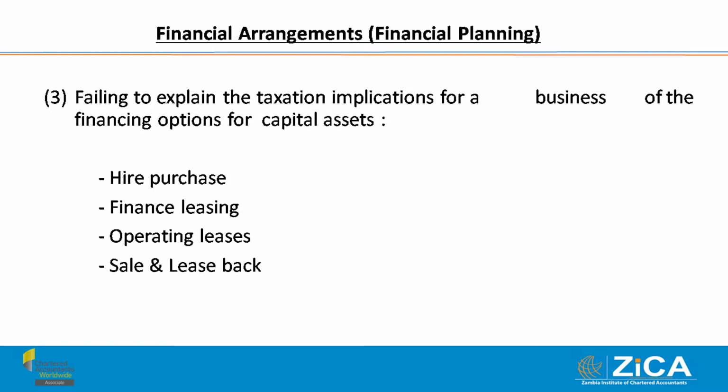They will fail to explain the taxation implications, for example, of using a finance lease to finance the purchase of an asset. They will fail to explain the tax implications if a company acquires an asset via a hire purchase arrangement. What will be the tax implications if an entity were to acquire an asset using an operating lease? What if it was sale and lease back? What will be the tax implications? So they fail to explain the taxation implications associated with these various forms of finance which a business may use to acquire capital assets.